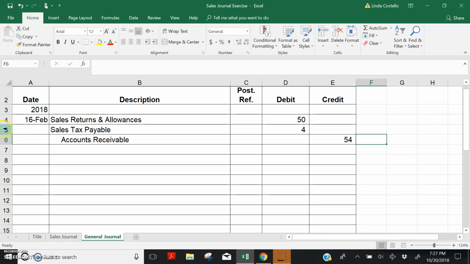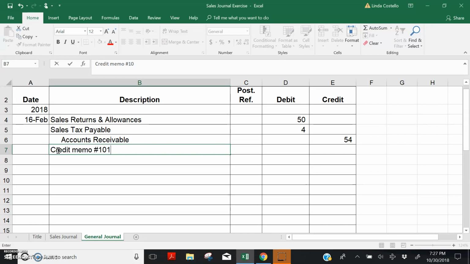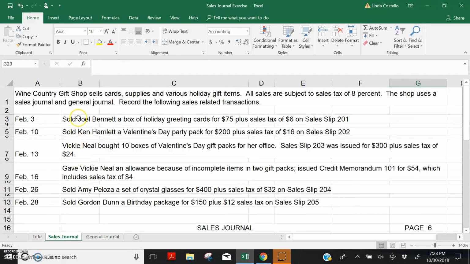Then we need to enter a description for this transaction. Credit memo number 101 issued to Vicki for incomplete gift packs. Something on that order. Going back to our transactions, the next 2 transactions are sales on account. Accordingly, they should be entered on the sales journal.